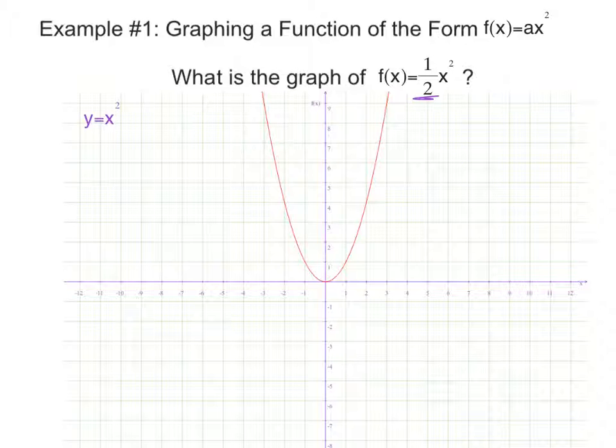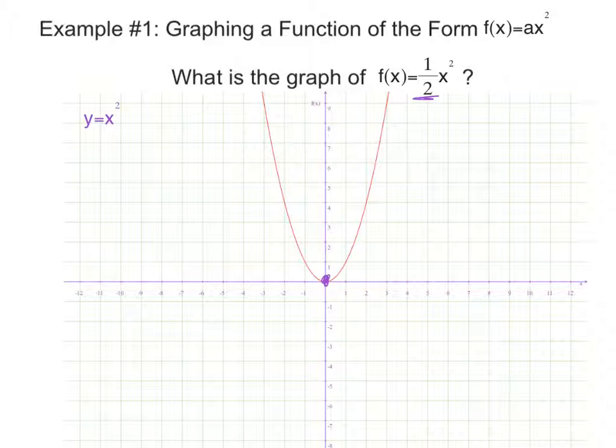If you can remember, 1/2 actually compresses our graph. It has not moved it. I don't see anything as far as a y-intercept, which would come after the x squared, and I don't see any parentheses telling me that there would be some type of horizontal translation. So our vertex is still going to be at 0, 0.